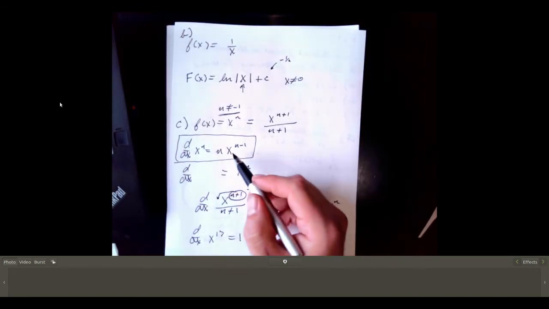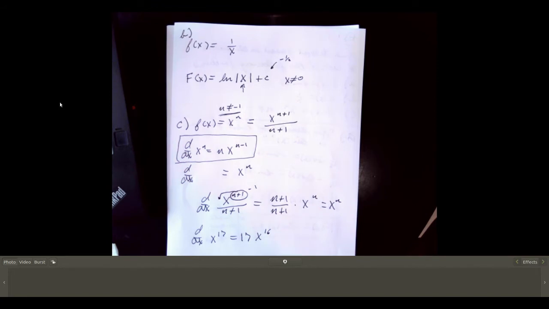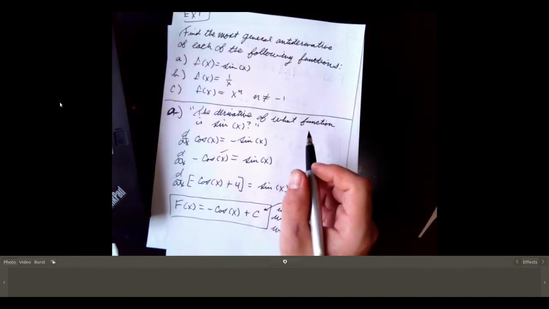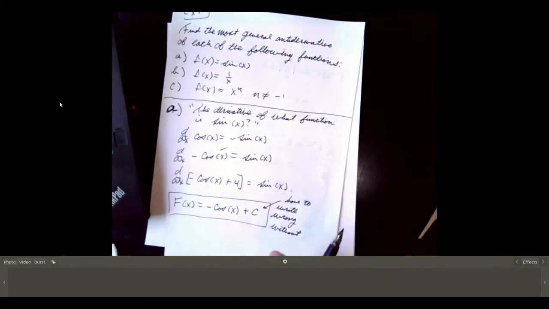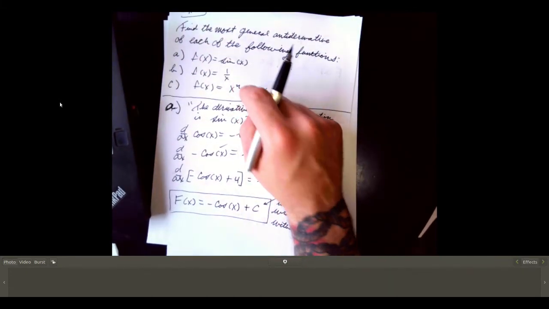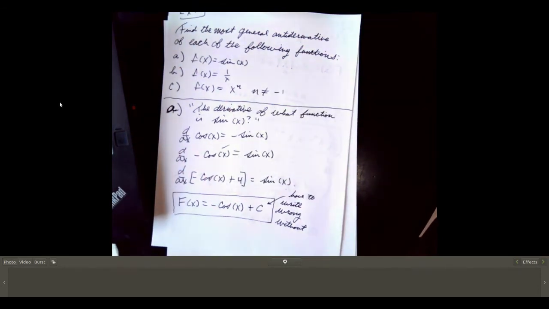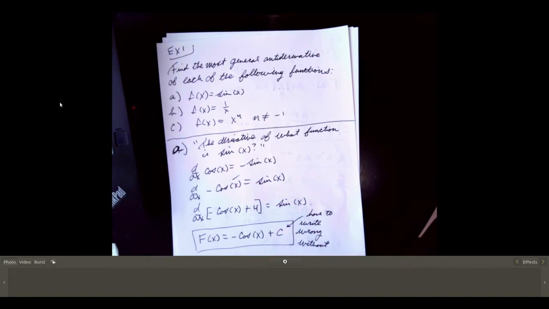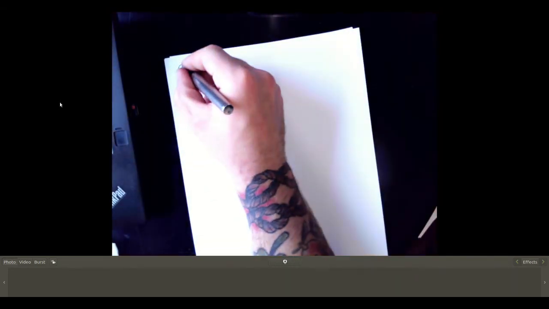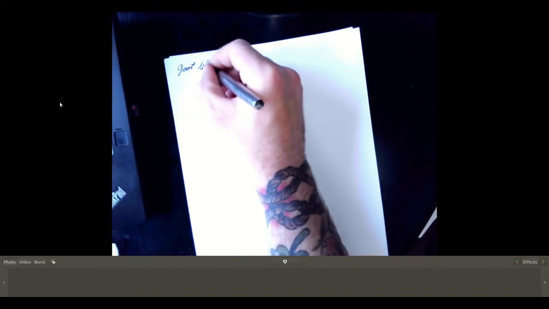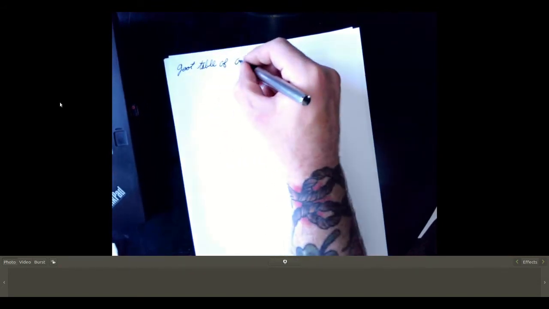Now think about it going in the other direction. For your antiderivatives, like I wrote on the back page, the derivative of what function is sine of x, or the derivative of what function is 1 over x, or the derivative of what function is x to the n. So there's also a good table of antiderivatives on page 352 of our book.